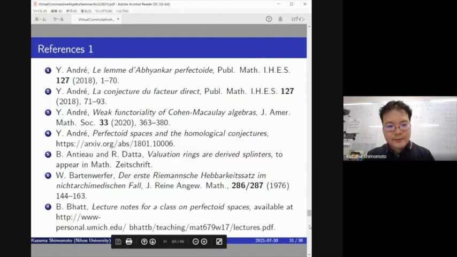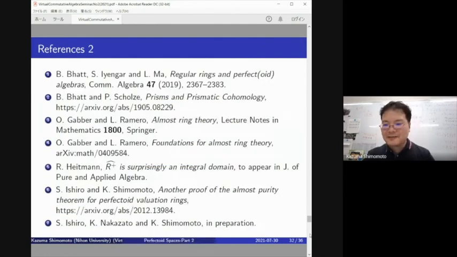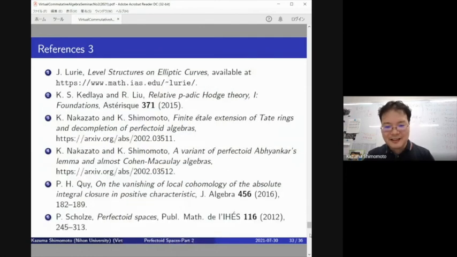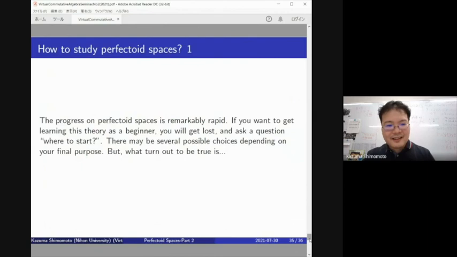Okay. So I made a reference and I found just many typos. I apologize to you. But let me finally say something. How to study perfectoid spaces? This is the biggest question. Okay, so let's just finish my talk.